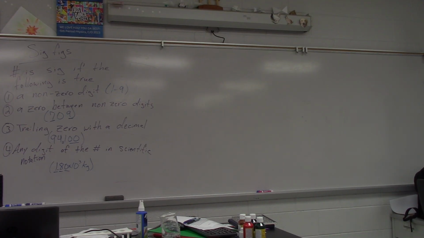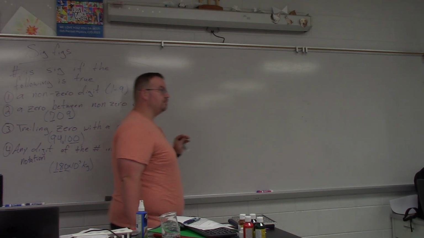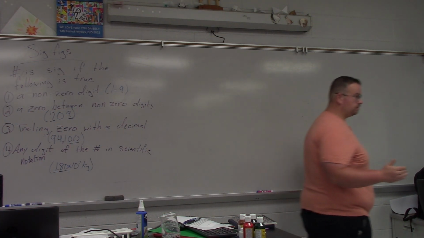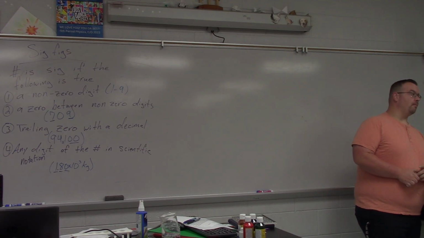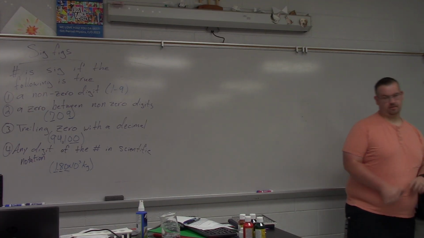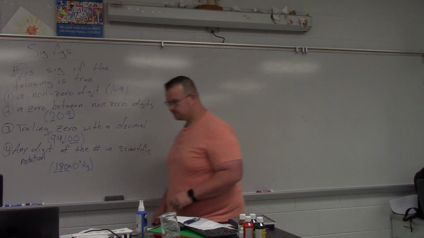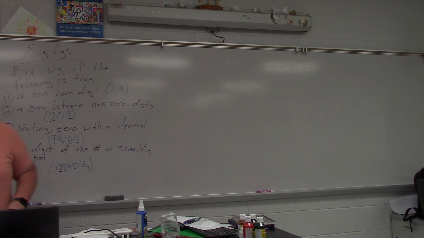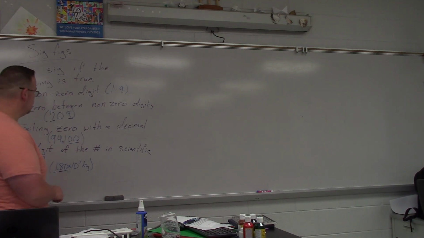If we're adding or subtracting, then we round to the lowest place past the decimal. If we are multiplying or dividing, then we round to the lowest number of significant figures. I just want to work a couple of those, and then the good news is today we get into a review pretty much and get with the real deal material.